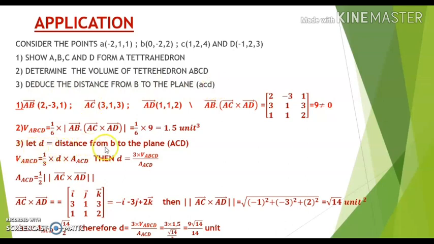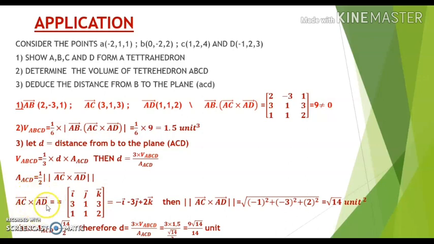Let d be the distance from B to the plane ACD. We know that the volume of ABCD is also equal to 1 over 3 times the distance times the area of ACD. By cross multiplication, we get that the distance d is equal to 3 times the volume of ABCD over the area of ACD. But let's calculate the area of ACD. It's equal to half the norm of the cross product AC cross AD.